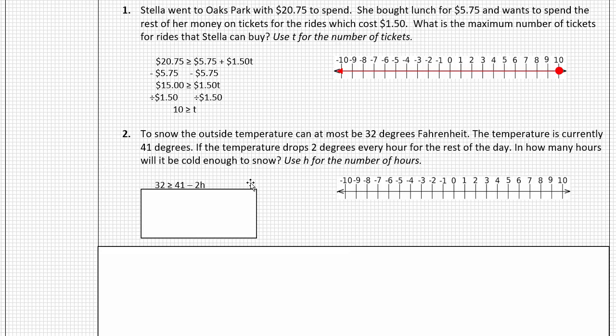How'd you do? Since 32 is the maximum temperature that it can be to snow, I wrote that on one side of my inequality statement. And then I took the current temperature, 41, and since it says it drops 2 degrees every hour, used a -2 times h for the hours. Now, let's solve it. Go ahead and try to solve this inequality, and then let's check and compare our answers.